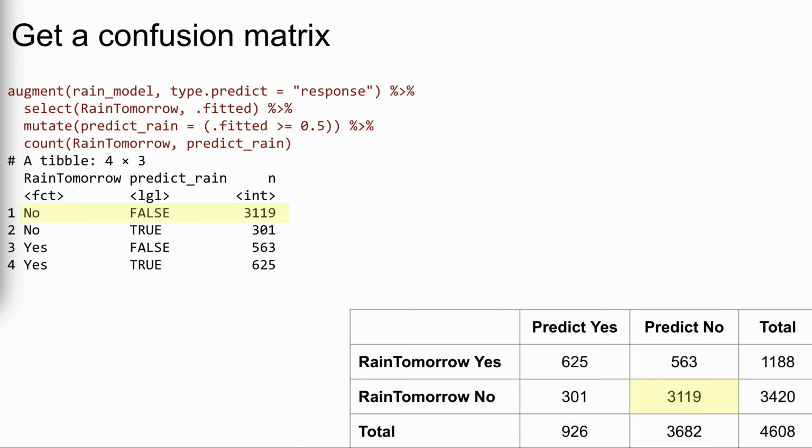First, the first row here counts up 3,119 true negatives. That is, for 3,119 days in the data set, it did not actually rain and the model correctly predicted no rain. The second row counts up 301 false positives, days on which it did not actually rain, but the model predicted it would. The third row counts up 563 false negatives, days on which it did actually rain, but the model predicted it wouldn't. And finally, the fourth row counts up 625 true positives, days on which it did actually rain and the model correctly predicted that it would.